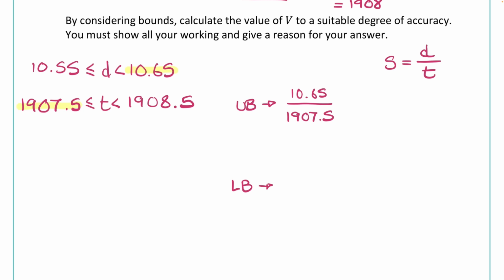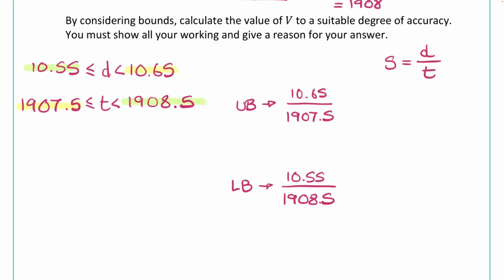But for my lower bound, I'm going to want to do my smallest distance in the biggest time. So 10.55 divided by 1,908.5. I can type those into my calculator. So 10.65 over 1907.5. That comes out as a very, very small number.